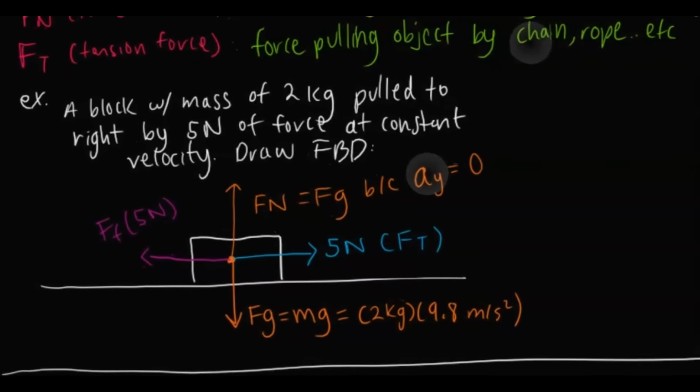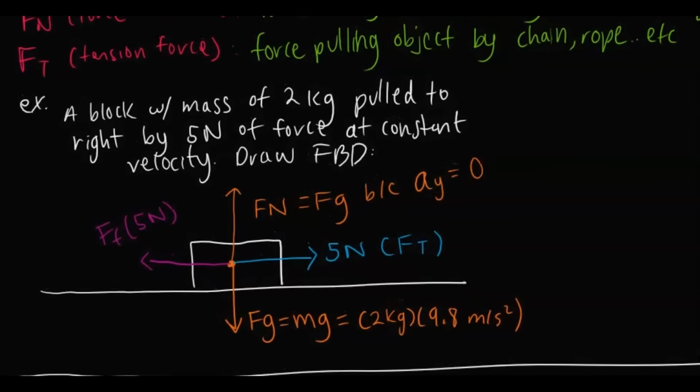So here's an example, very simple. A block with a mass of 2 kilograms is pulled to the right by 5 newtons of force at a constant velocity. Then you want to draw the free body diagram. To draw it, you just draw arrows from the center of mass. It's given that it's pulled to the right by 5 newtons, so that's what we did. And because it's moving at a constant velocity, the force of friction has to be opposing it in the x direction at 5 newtons as well.